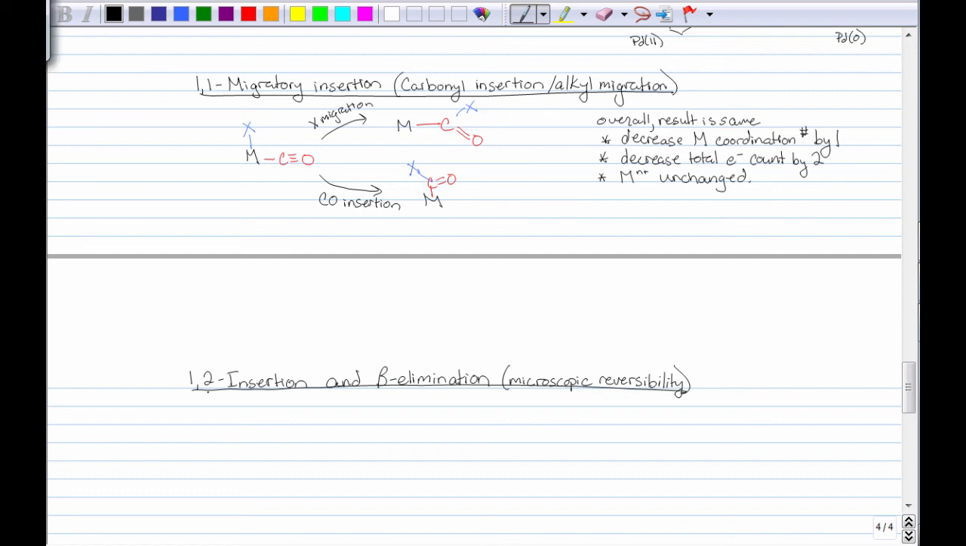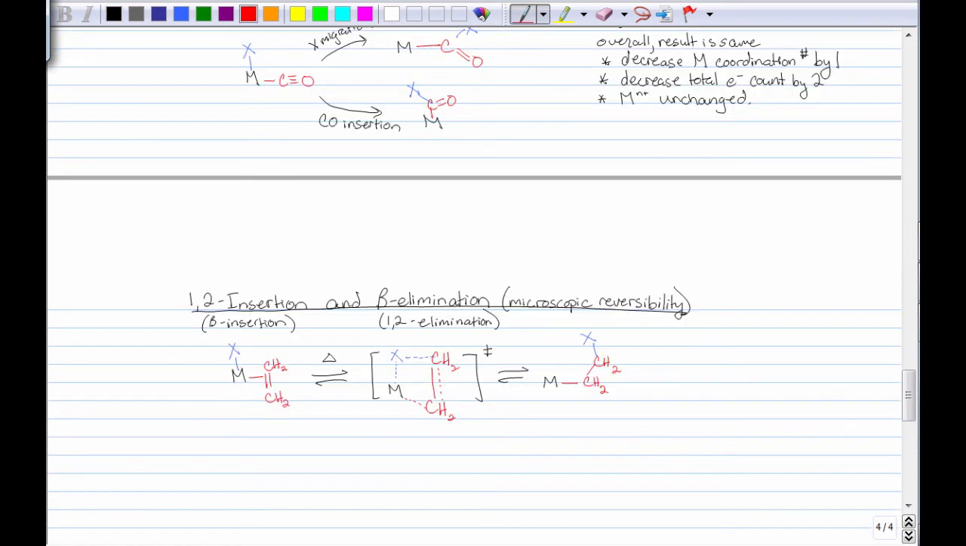A 1,2 insertion can also be called a beta insertion, and the beta elimination can also be called a 1,2 elimination. So for a 1,2 insertion or a beta insertion to happen, the two ligands that are going to interact must be cis to each other in the metal complex, and they must be syn coplanar. This goes through a concerted one-step reaction that involves a 4-centered transition state. And basically, you make a new X carbon bond as you break the metal X bond and you break one of the carbon-carbon pi bonds.